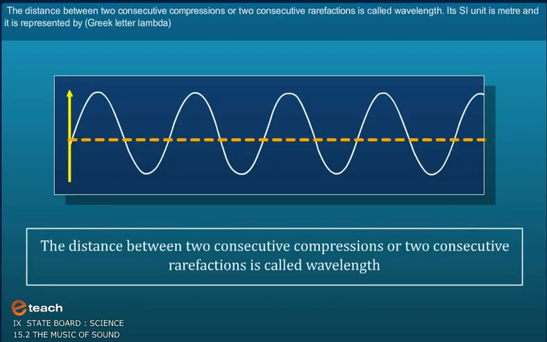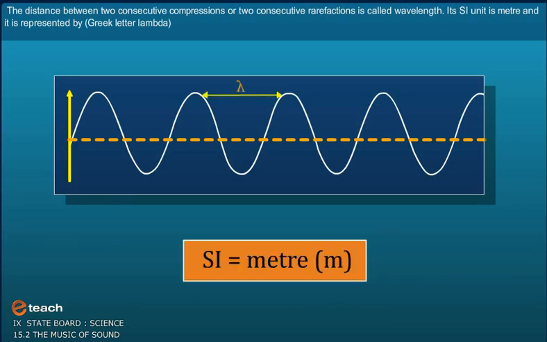The distance between two consecutive compressions or two consecutive rarefactions is called wavelength. Its SI unit is meter and it is represented by a Greek letter lambda.